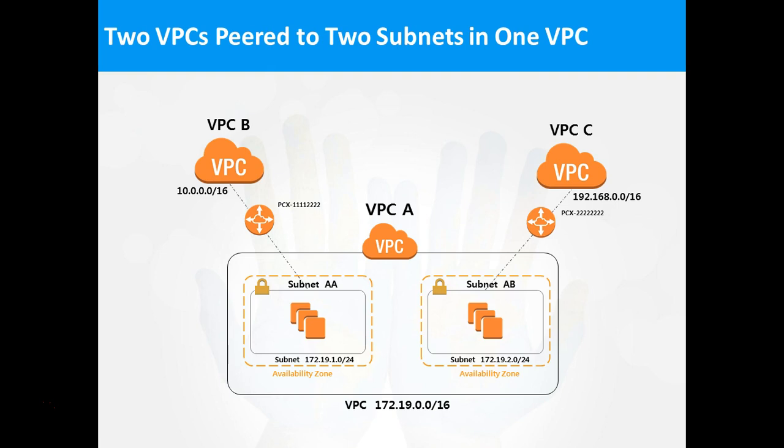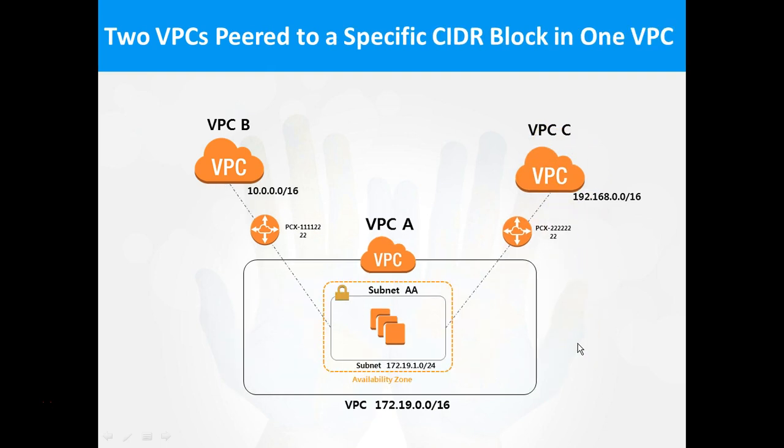You can also make VPC peering connections specific to subnets as well. Here you can see two VPCs peered to two subnets in one VPC. So in VPC A, subnet AA is peered with VPC B, and VPC A's subnet AB is peered with VPC C. So in this architecture, two VPCs are peered to a specific CIDR block in one VPC.